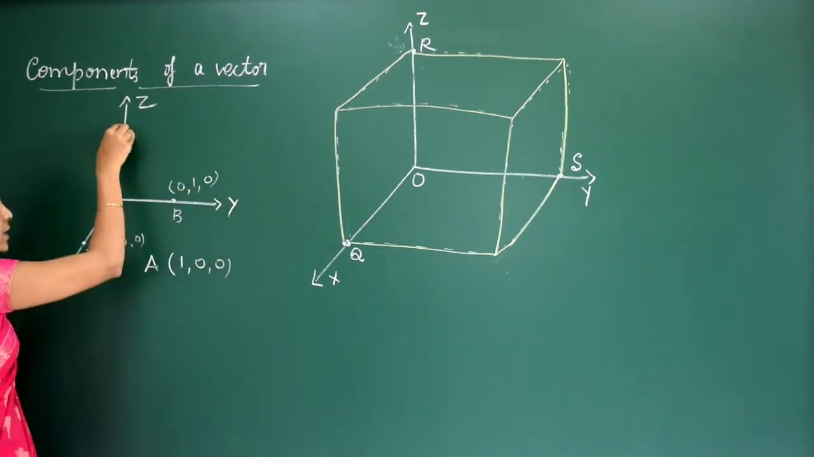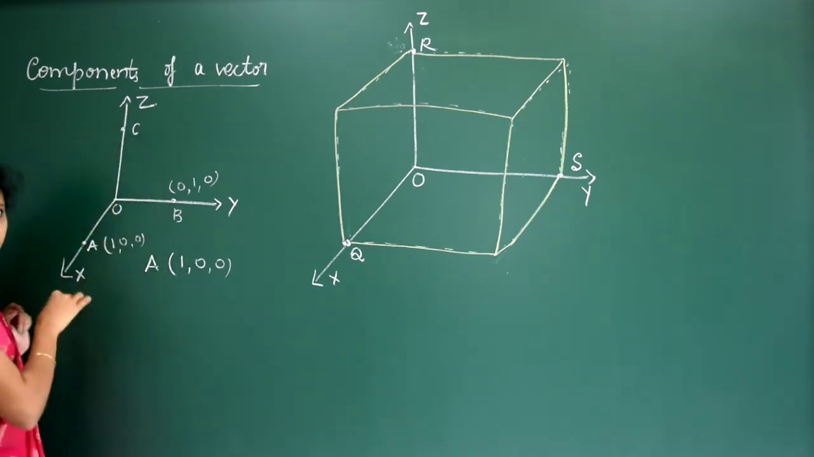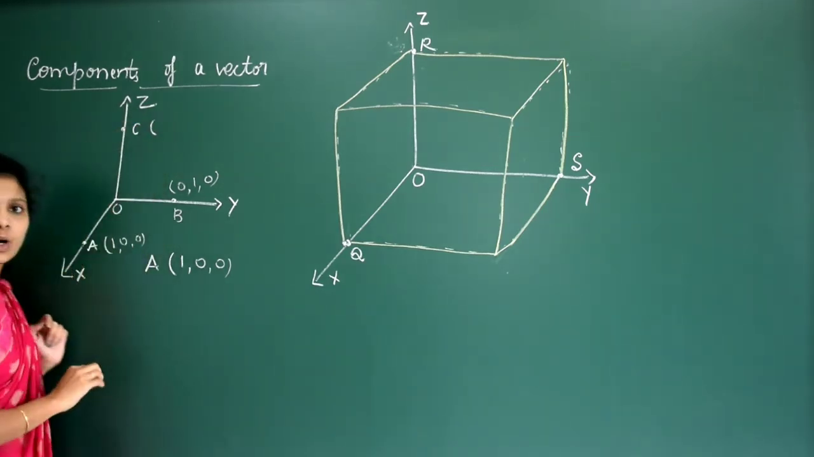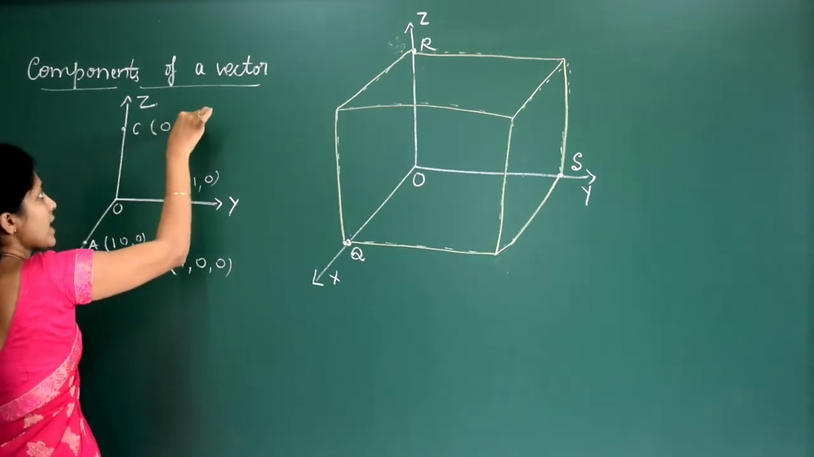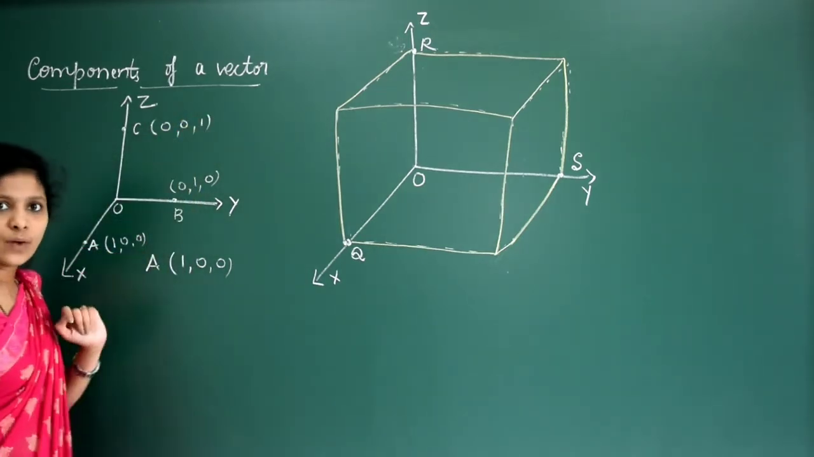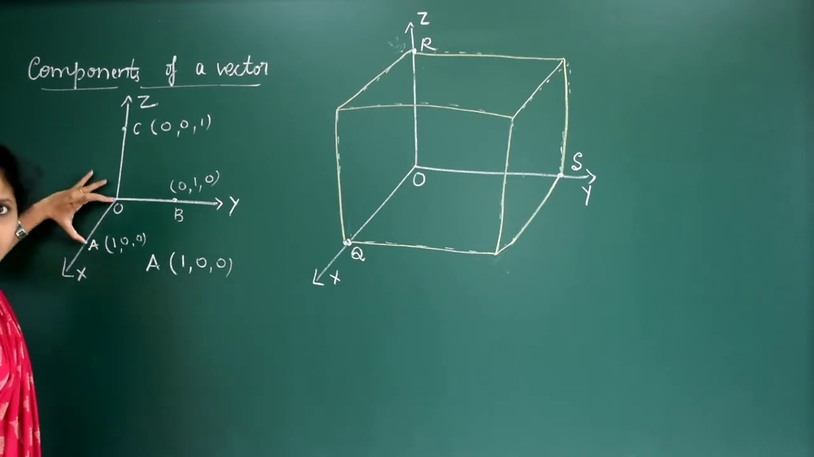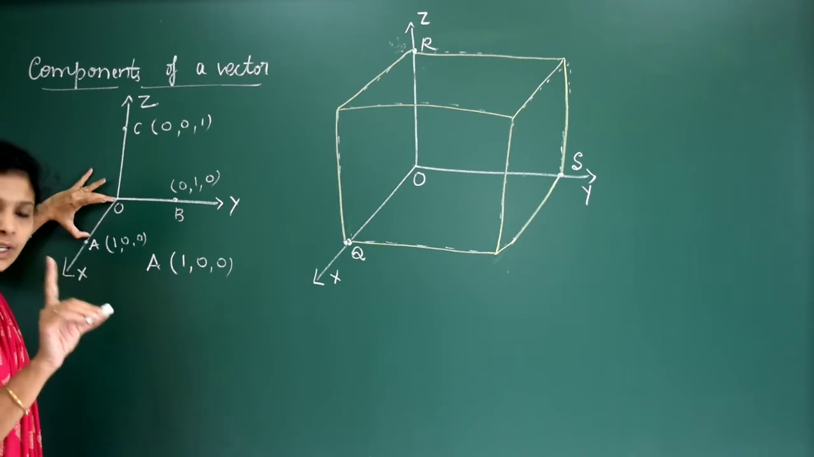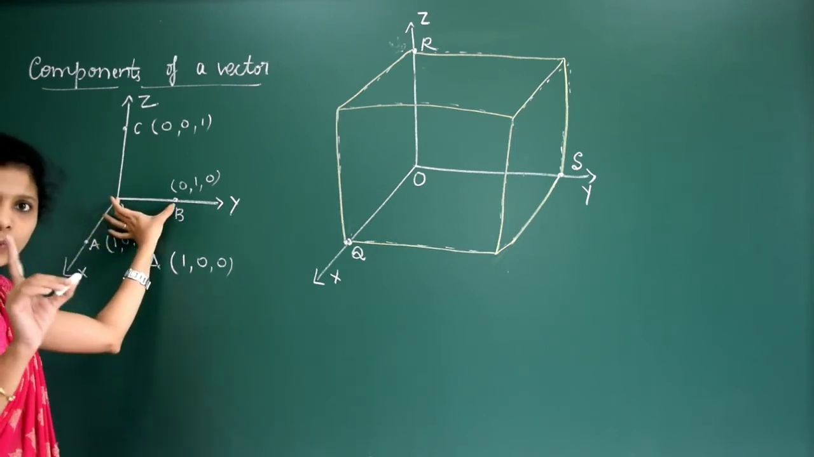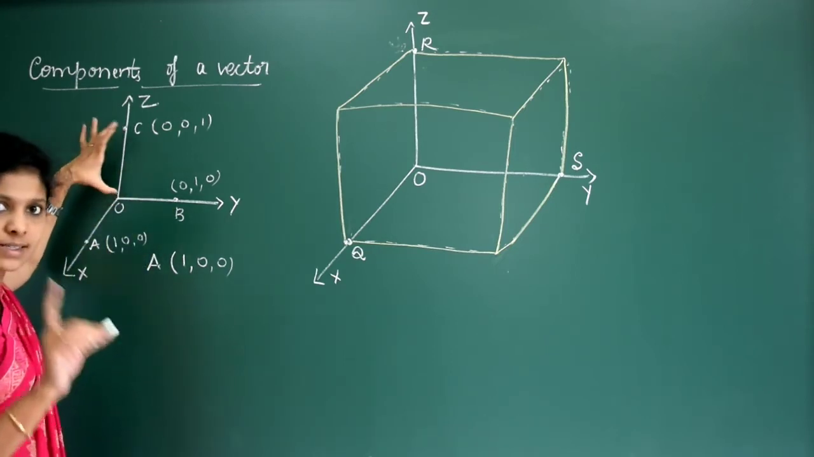We will consider another point C on the z-axis. So this is a point on the z-axis. So the x-coordinate will be 0, y is 0 and z will be 1. Now you can see here the magnitude of OA, or the length of OA, will be equal to 1 unit. OB is also equal to 1 unit and OC is also 1 unit.